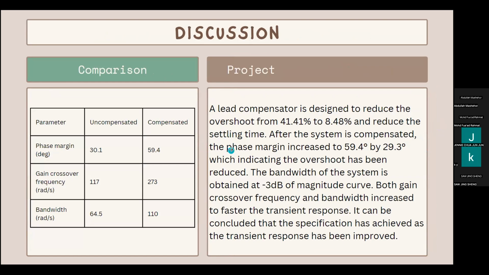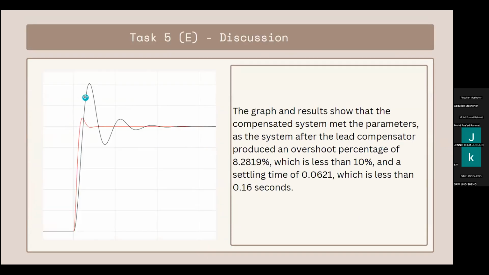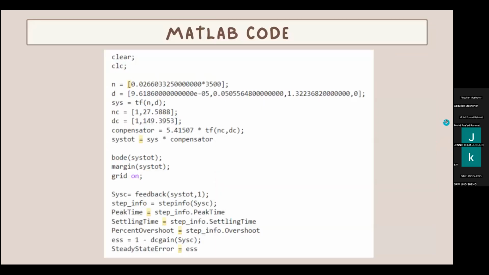So the phase margin increased, indicating the overshoot had been reduced, and also the bandwidth and the gain crossover frequency increased, giving a faster transient response. This one shows the original step response and the compensated step response. So it's clear that it has already improved the system.